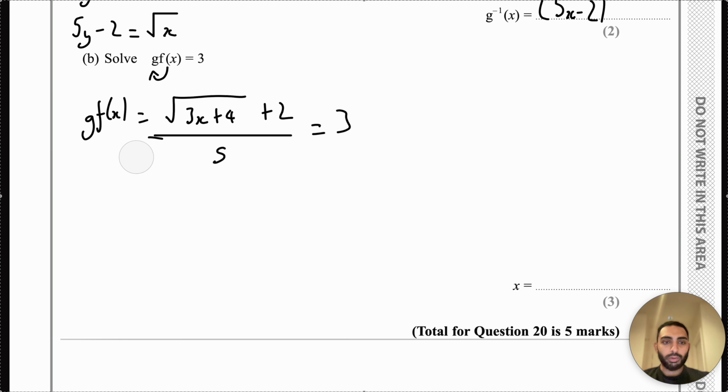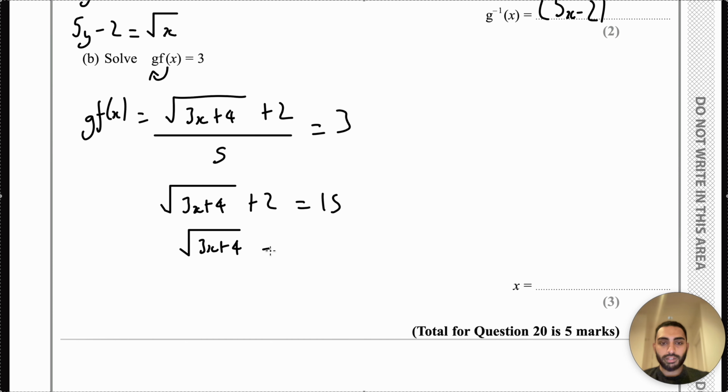How would we solve this equation now? I need to get rid of this divide by 5, so I'm going to multiply by 5 on both sides. So it's root 3x plus 4 plus 2, multiplying by 5 on both sides, so it's equal to 15. Get rid of this plus 2, so it's root 3x plus 4, taking away 2 from both sides, is equal to 13. I need to get rid of the square root now, so I need to square both sides. So I've got 3x plus 4. The square of 13 squared is 169.